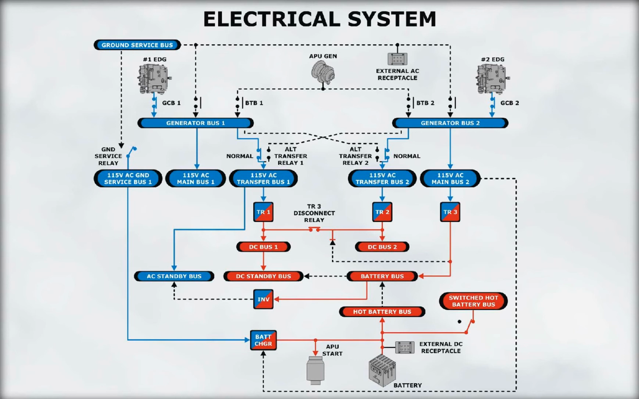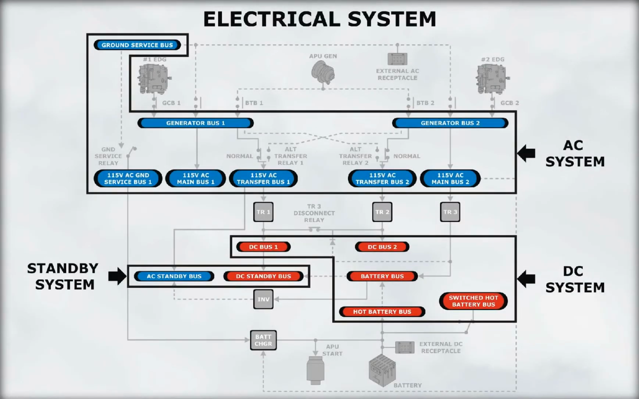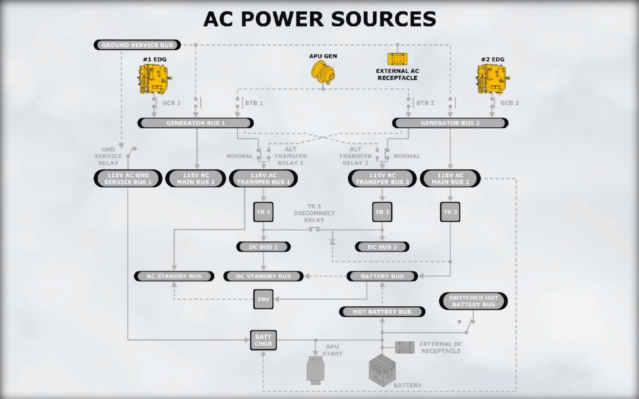Start with an overview of the electrical system. The electrical system consists of the AC system, the DC system, and standby system. AC electrical power can be supplied from one of four sources: either engine generator, the APU generator, or a ground power source.